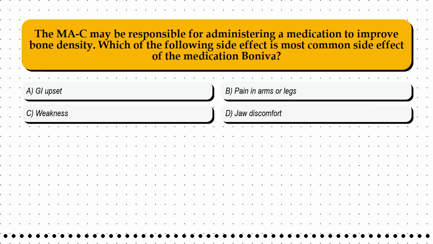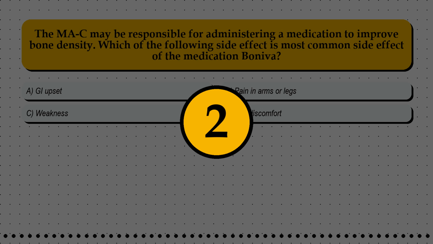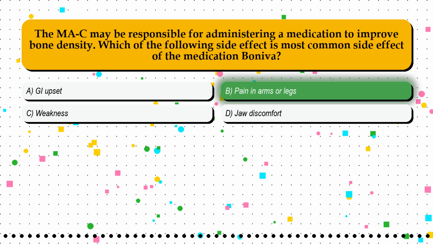Question 153. The MACE may be responsible for administering a medication to improve bone density. Which of the following side effects is the most common side effect of the medication Boniva? Option A, GI upset. Option B, pain in arms or legs. Option C, weakness. Option D, jaw discomfort. The correct answer is option B, pain in arms or legs.